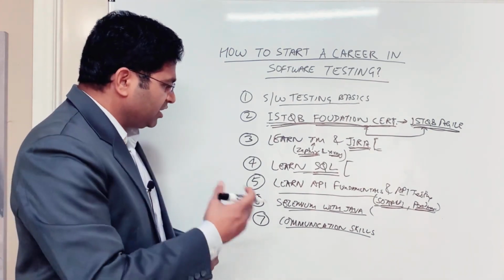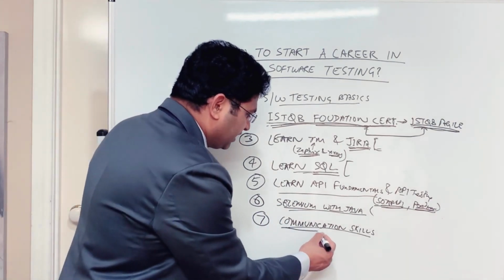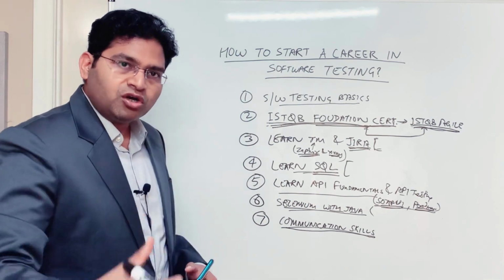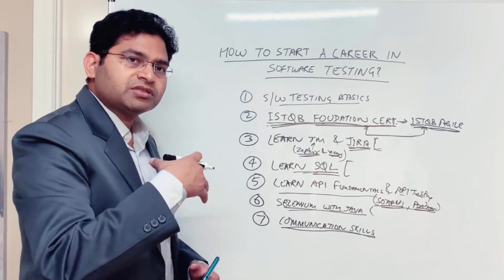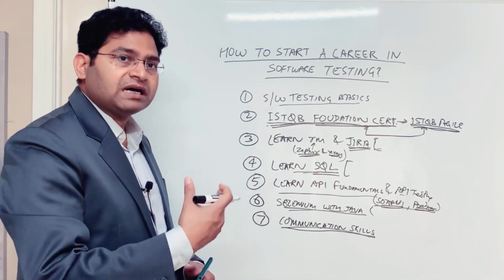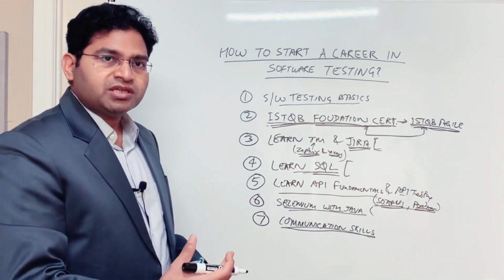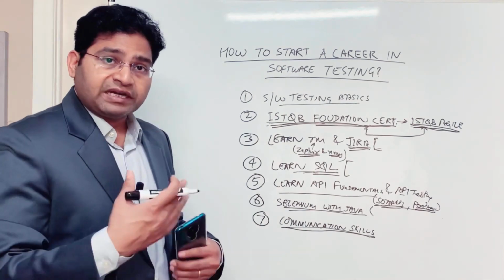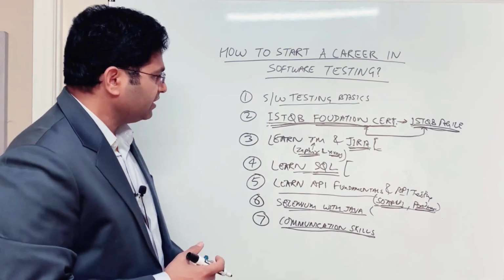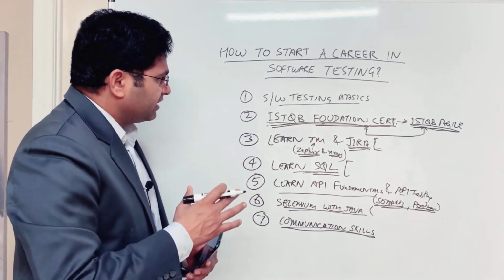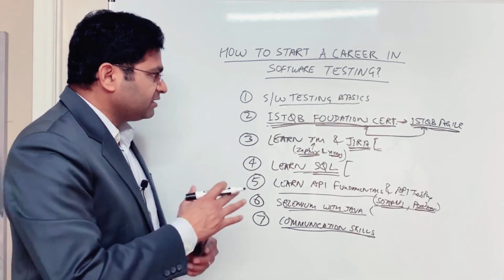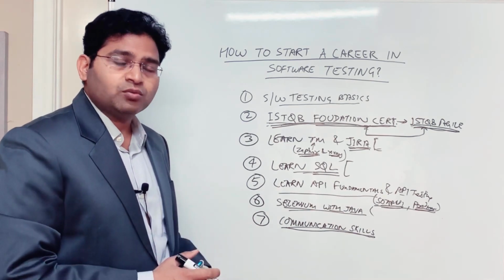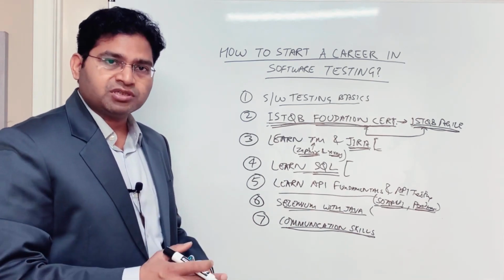Okay, so communication skill is also a very, very important factor, because it will help you not only in your job but in the interview as well, because in the interview they will ask you different questions, and if you are able to answer them properly in a flow, then that will definitely help you to crack the job in software testing. Okay, so these are the 7 key aspects that I think are very important to start a career in software testing, whether you are a fresher or an experienced person with a gap.